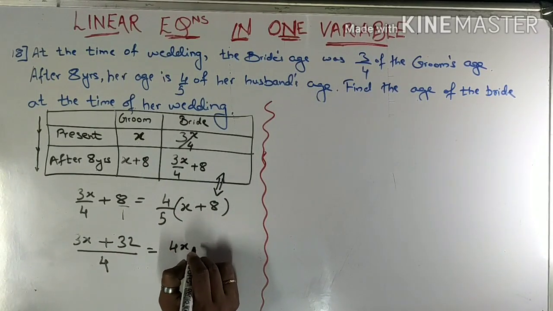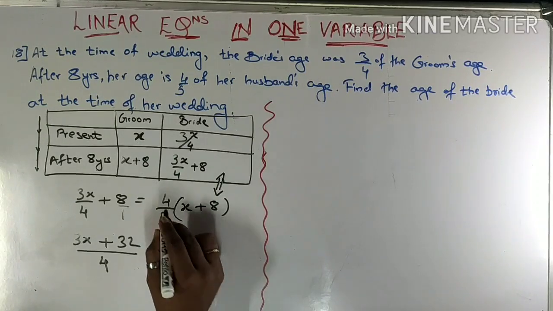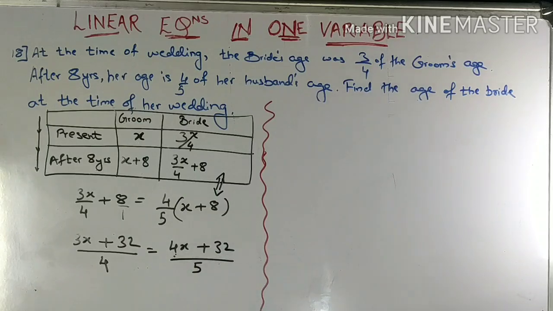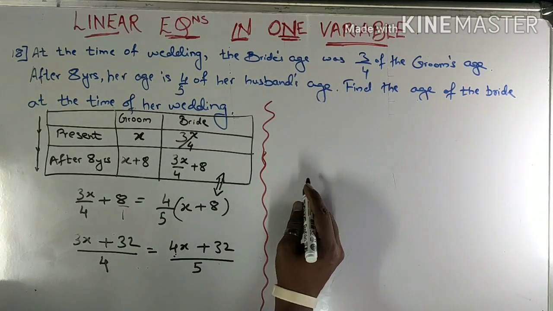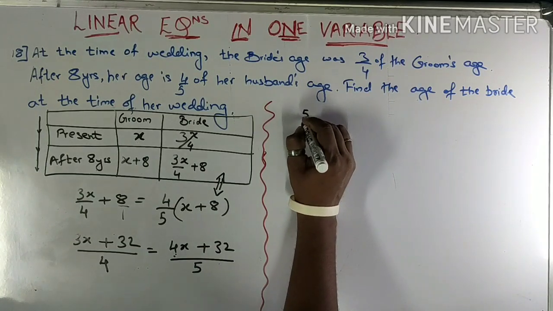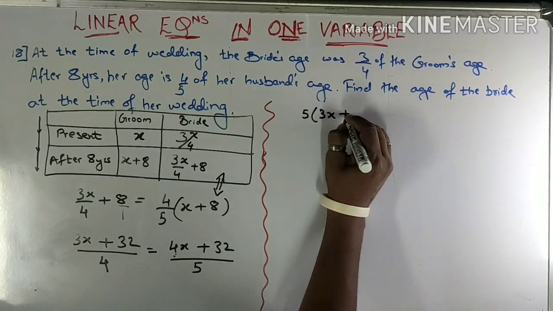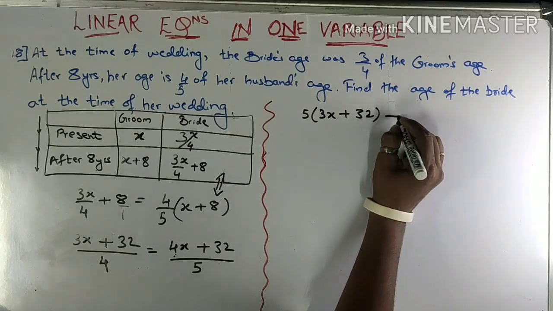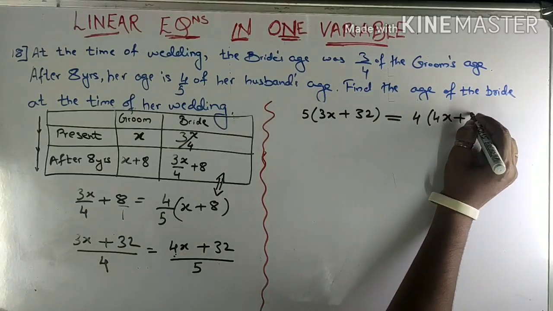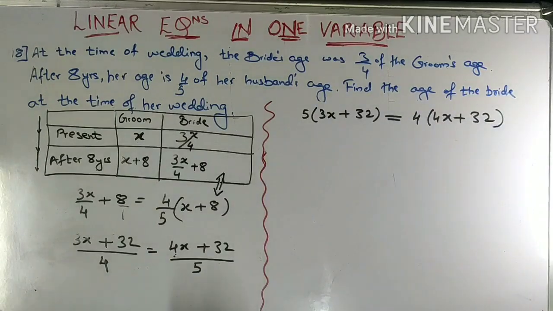4x plus 8 4 is 32 upon common denominator 5. Now cross multiply this and get rid of the denominator. 5 into 3x plus 32 is equals to 4 into 4x plus 32.